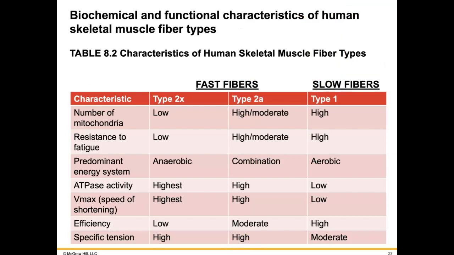Now let's take a look at these properties or characteristics based on the specific fiber types. You could see type 1 over here is our slow twitch muscle fiber, and type 2A and 2X are our fast twitch muscle fibers.